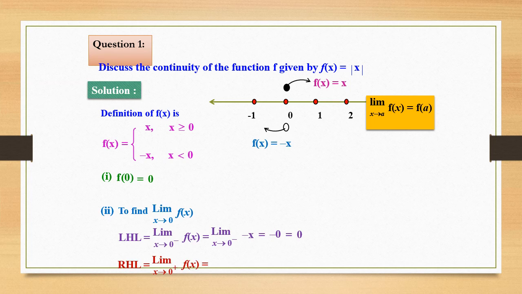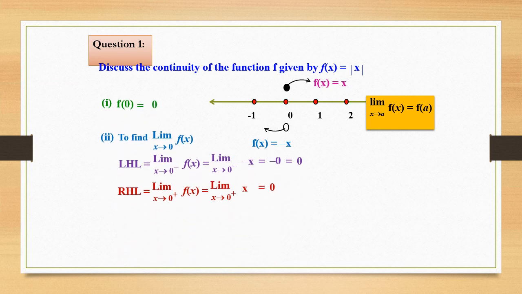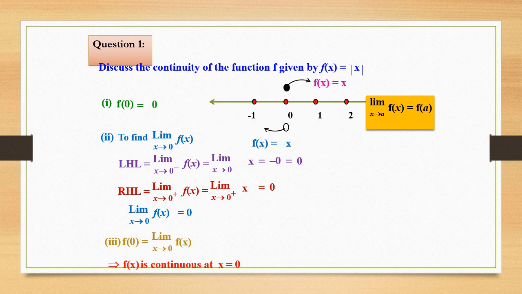Next we will calculate the RHL, limit of f of x as x tends to 0 plus, which is limit of x as x tends to 0 plus, which is equal to 0. So we can observe that the left hand limit, the right hand limit, and the value of the function at 0 all are equal to 0. Therefore the function f of x is continuous at x is equal to 0.